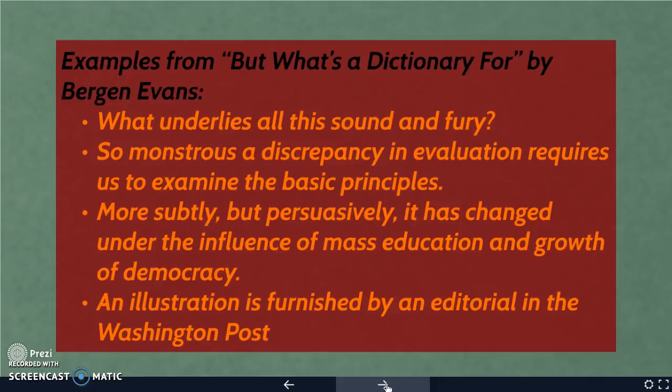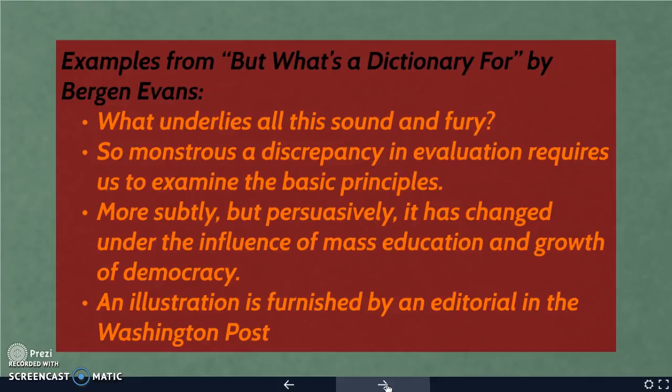So the first bridge sentence is, "What underlies all this sound and fury?" Now this is a question, so the paragraph will answer the question. And so this paragraph is going to talk about what underlies sound and fury. Now sound and fury kind of sounds like an argument. So that means the previous paragraph would have discussed the argument, and this paragraph is going to discuss what came behind the argument. So we're going backwards a little bit. We're trying to look a little bit deeper. And by using this bridge sentence, we can tell that.